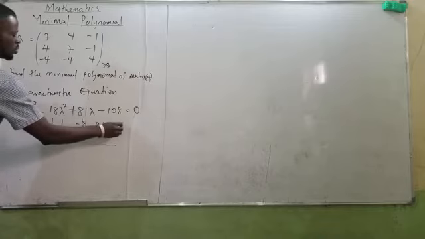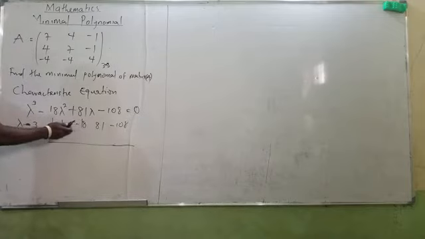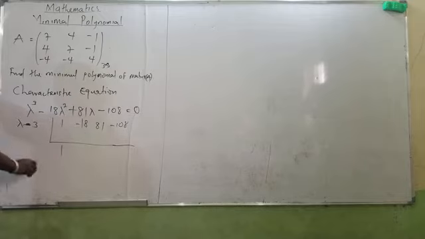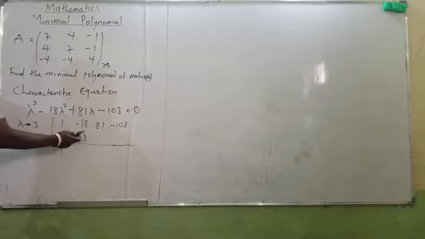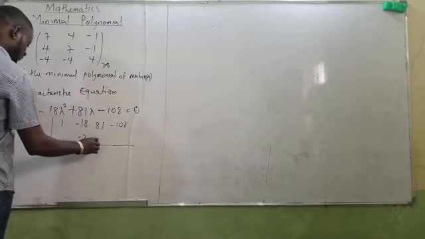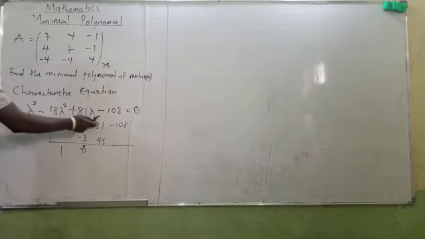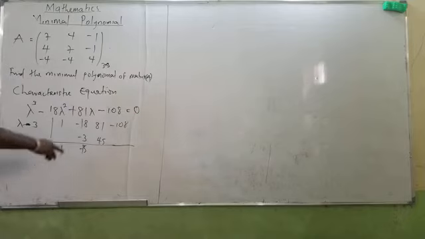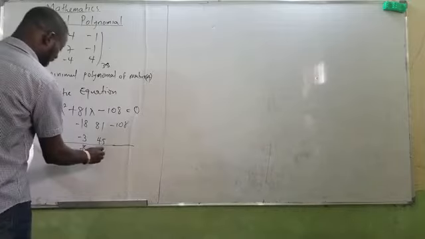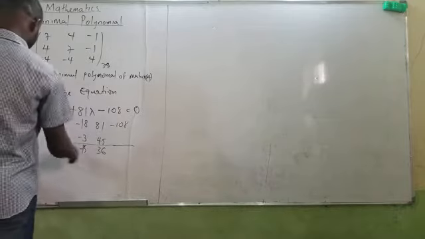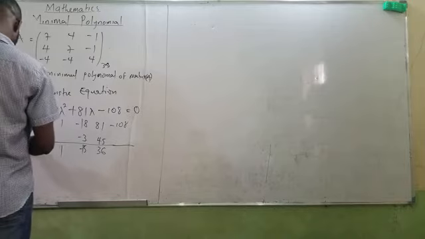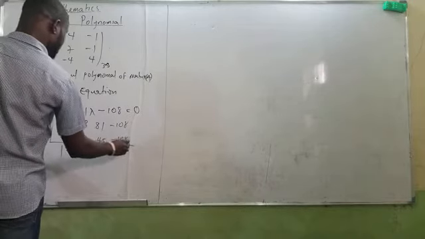1, minus 18, 81 and minus 108. Now, I will drop down 1. 1 times this, I will have 3. This minus this, I'll be having minus 15. And this multiplied by this, I'll be having minus 45. Yes, I'll be having 36. And this multiplied by this, I'll be having 108. I'll be having minus 108, which is 0.